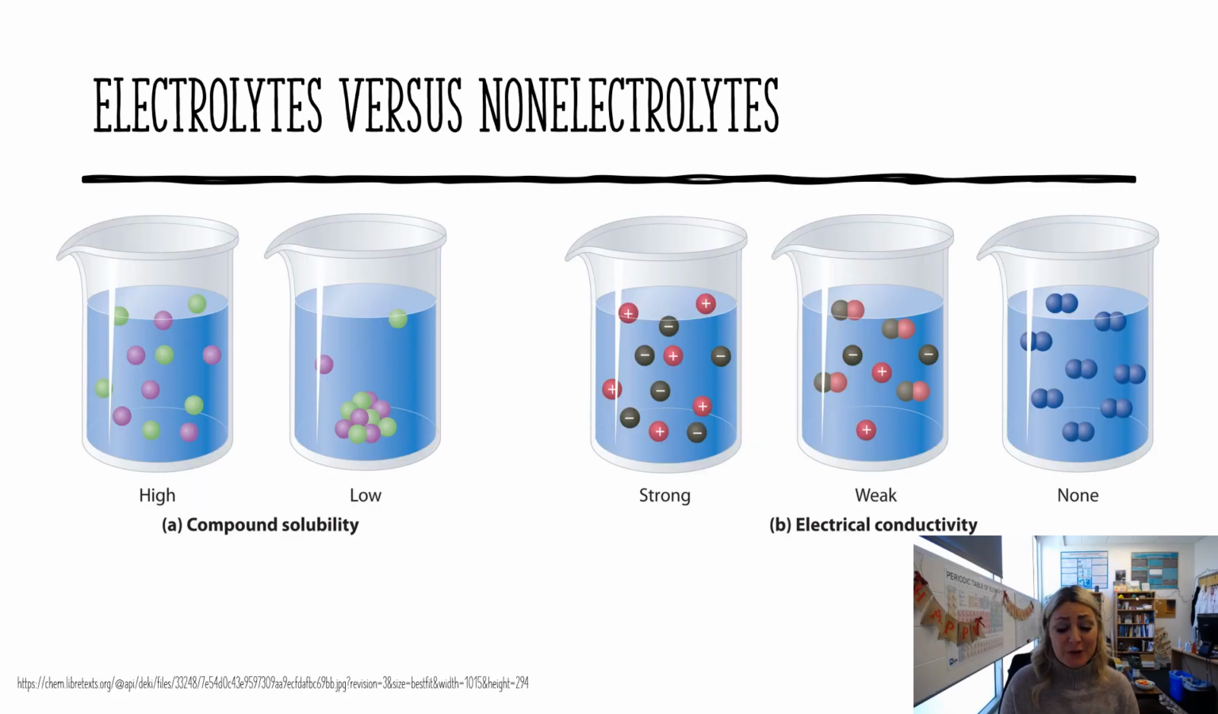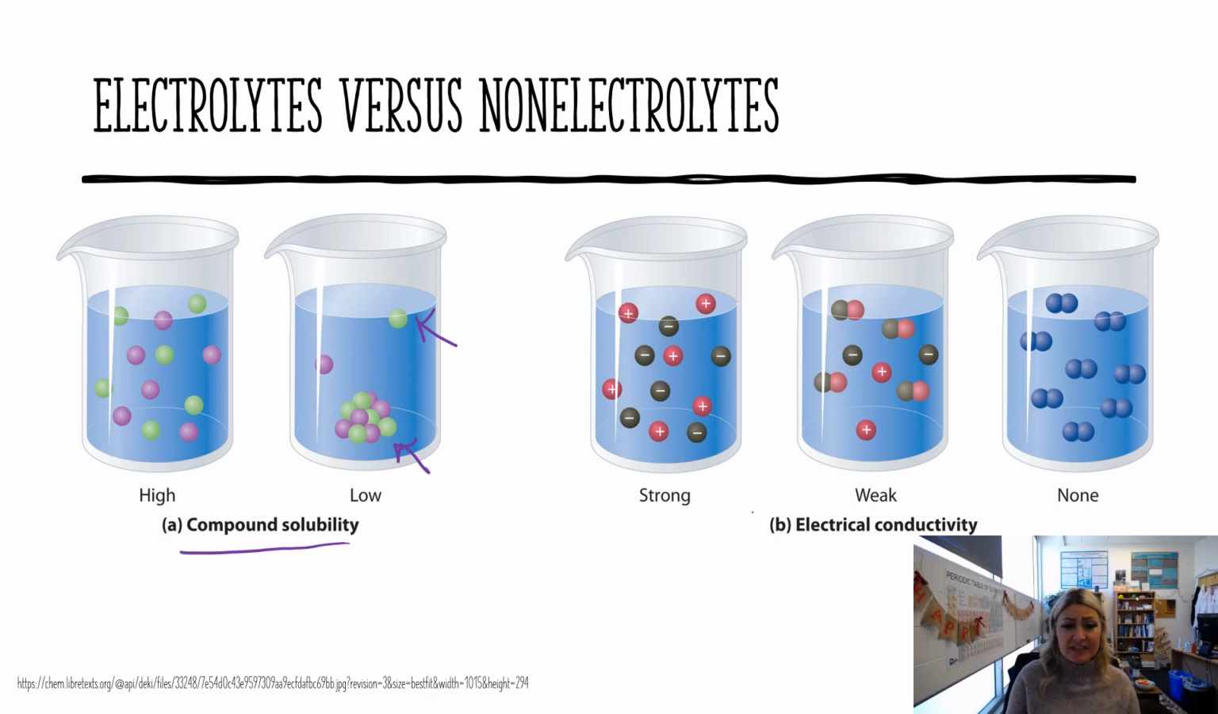Let's drive the point home. So first thing to think about for electrolytes and non-electrolytes is, is your compound soluble? Okay, if it's an ionic compound that has high solubility, it's going to dissociate. Great. If it has low solubility, most of it's going to remain as this precipitate, as a solid in solution. You're not going to get very much of these charged particles separating.